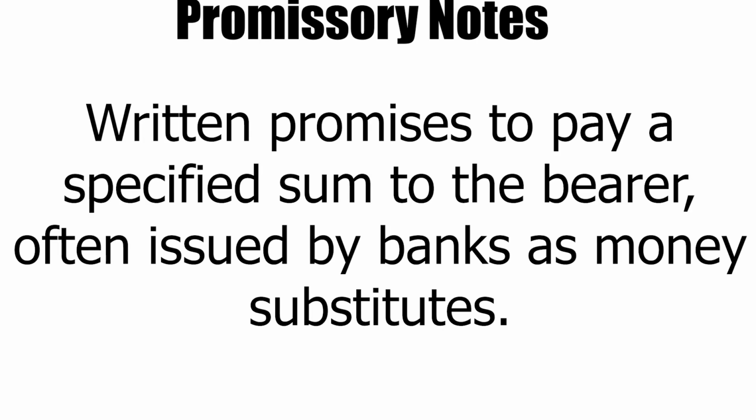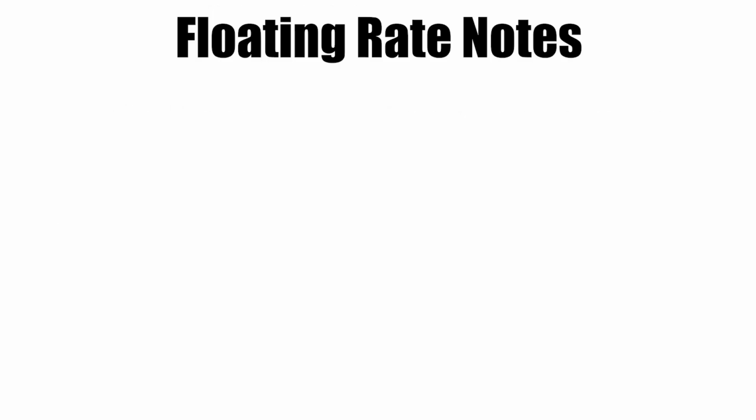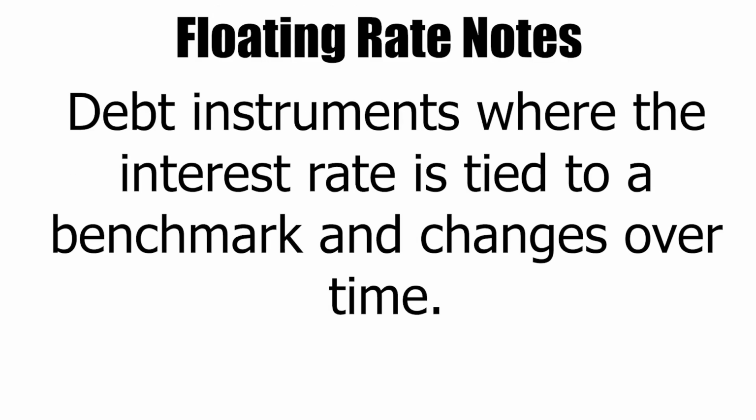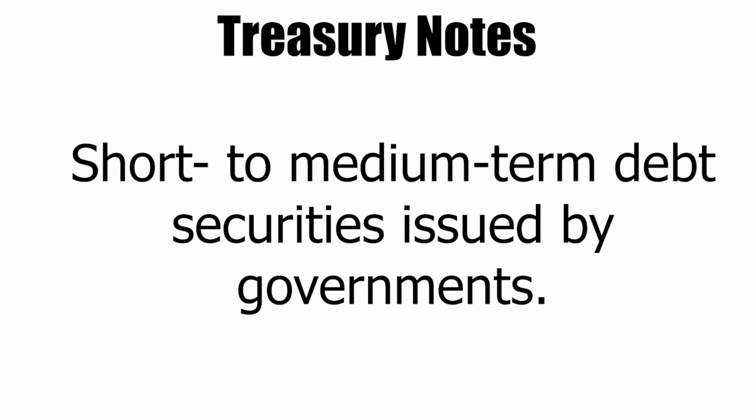So, to recap, we have promissory notes, which were written promises to pay a specific sum to the bearer, often used by banks as money substitutes. Floating rate notes, which were debt instruments where the interest rate is tied to a benchmark and changes over time, depending on market conditions. Treasury notes, short to medium-term debt securities issued by governments.